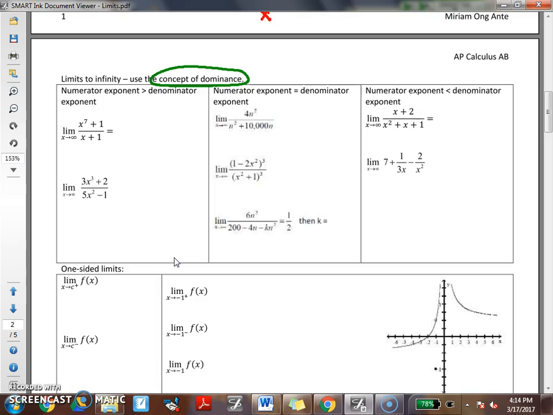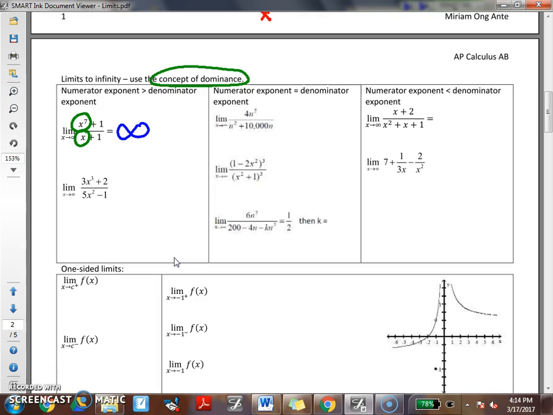So sometimes you're going to have examples where the numerator exponent of the leading term, meaning the largest term, is bigger than the exponent in the denominator. Think of it this way. If my numerator gets larger and larger and larger, meaning such a big number, then eventually my entire number is going to go to infinity. So anytime the leading term has a greater power in the numerator, your limit is going to go to infinity.